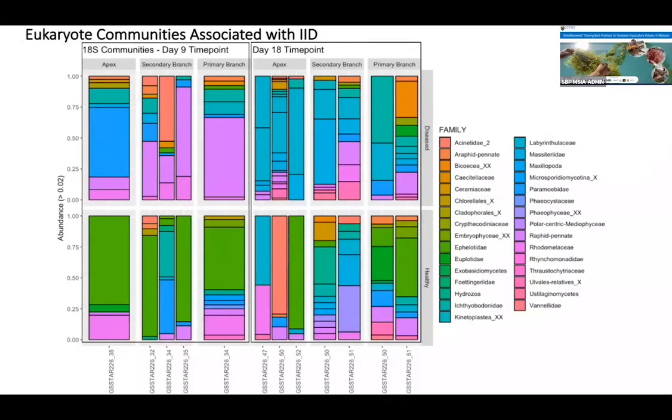Looking at the eukaryote diversity, we can see again that there are clear differences between the healthy and diseased tissues. So the healthy tissues appear to be dominated by the ciliates Ephelotidae in the day 9 time point, and to a lesser extent the day 18 samples as well. We can see other sessile ciliates such as Acinetidae in day 18, and what's actually interesting to note is the low but consistent relative abundance of Rhodomelaceae and Ulvales in both the healthy and diseased tissues from both time points.